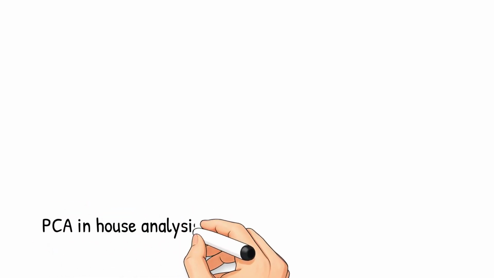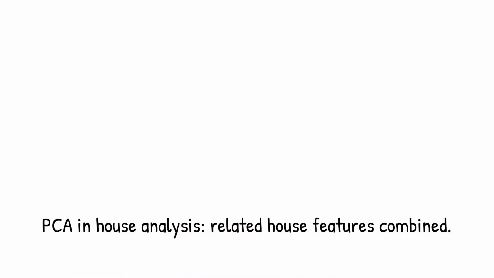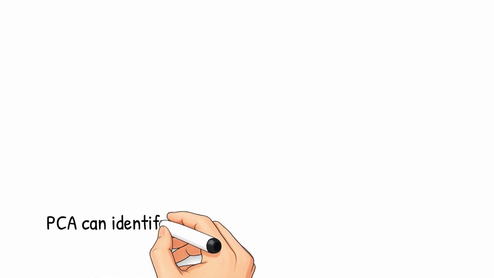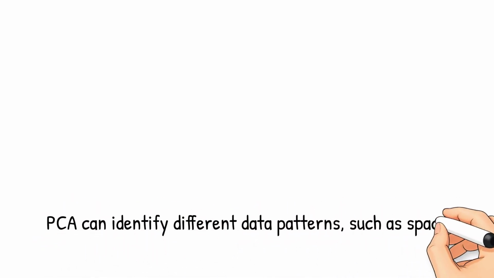Suppose we're analyzing houses. We have square footage, bedrooms, bathrooms, total rooms, garage size, and lot size. Many of these variables are related. Larger houses usually have more rooms, bedrooms, and bathrooms. PCA may combine those measurements into one component representing something like overall house size. A second component might capture another pattern, such as outdoor space compared with indoor space.